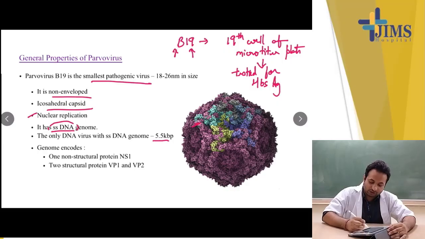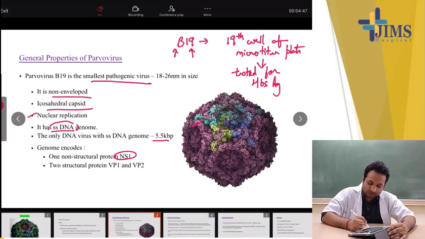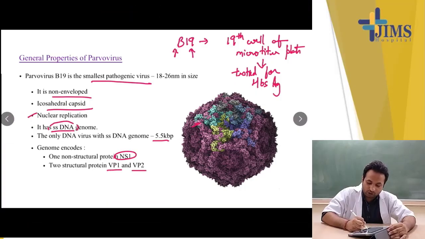Okay, so what this genome encodes is one non-structural protein which is NS1, maybe some enzyme, and two structural proteins VP1 and VP2, both of which are your capsid proteins, and this is your enzyme.